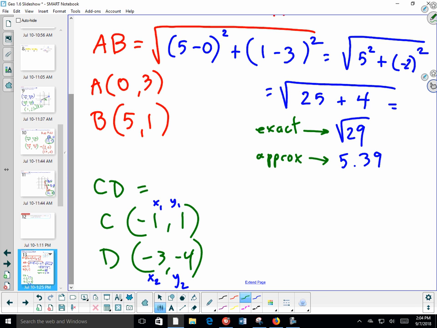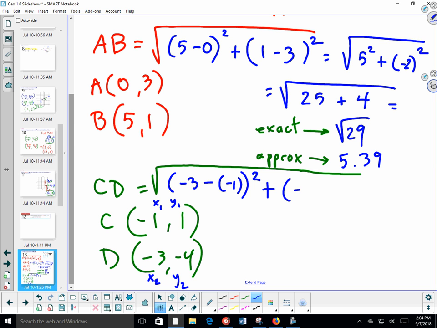Can you help me out with the square root of, and what are we going to write here? Nathan? Negative 3, in parentheses, negative 3 minus negative 1, squared. So negative 3 minus a negative 1, whole thing in parentheses, squared, plus parentheses negative 4 minus 1 parentheses squared. Do people agree with Nathan?